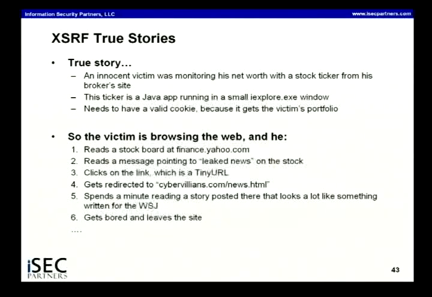So the victim is browsing the web, and he's got his stock ticker going, and he's looking for inside information so that he can make more money. And so he goes to finance.yahoo.com, and he reads a message saying that somebody has some leaked news, and he clicks on a tiny URL. Never click on a tiny URL. It's either GoatC or it's a cross-site request forgery attack. I don't think they point at anything else. And he clicks on the URL, and he gets redirected to a page called cybervillains.com/news, which he finds kind of odd for a financial news site. But he's looking for inside information, so maybe that's okay. So he sits there for a minute and reads a story, and then he gets bored and closes the browser. Okay, doesn't sound like anything happens.